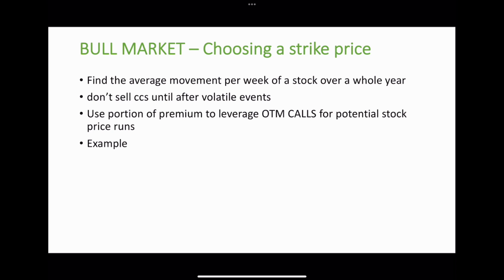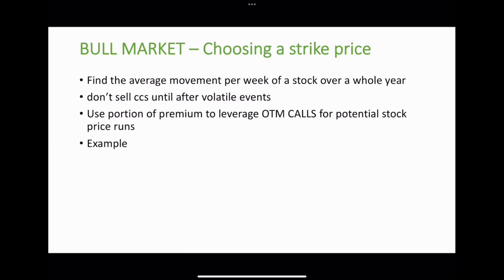When you're in a bull market, though, you typically see things go up pretty aggressively during some of these volatile events. Now, another thing that you can do, if you do want to hold covered calls during volatile events, is use a portion of your premium to leverage out of the money calls for potential stock runs. You may want to buy a call using some of your premium at a strike that is far out of the money. That way, if the stock does go up, that call can help gain some of that potential increase in stock price you would miss had you just held onto your covered call and not leveraged with a call.